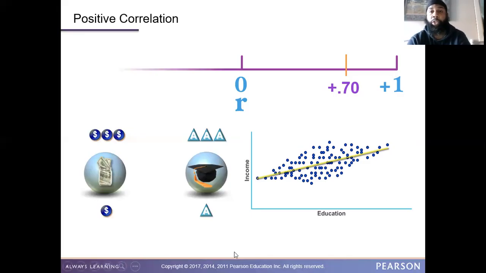Now, if this were a perfect R equals 1 relationship, each one of these points would be directly on the line.